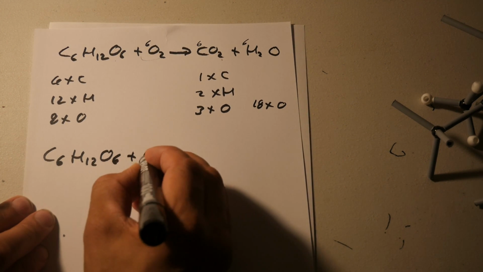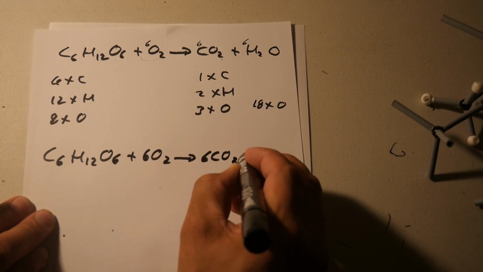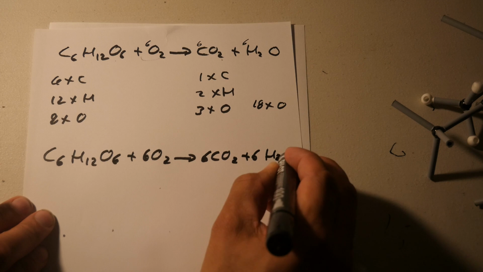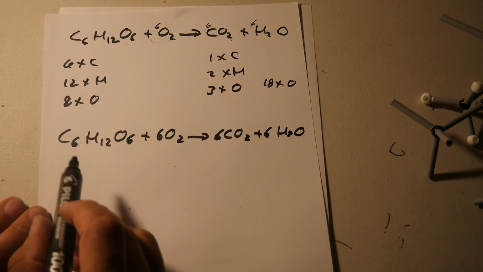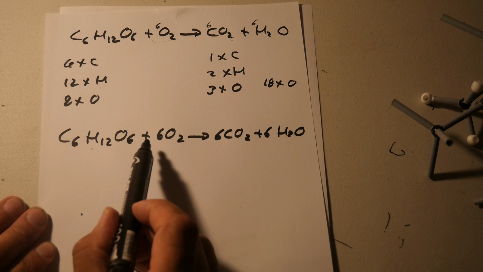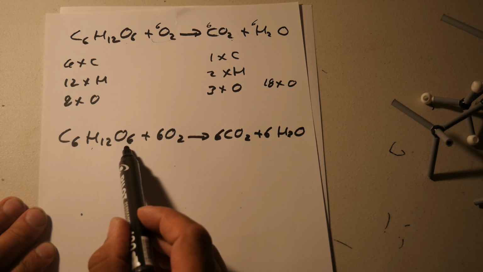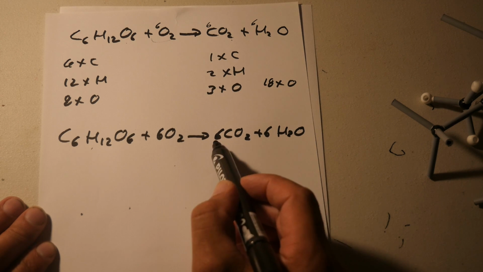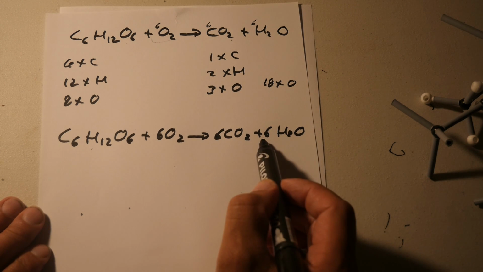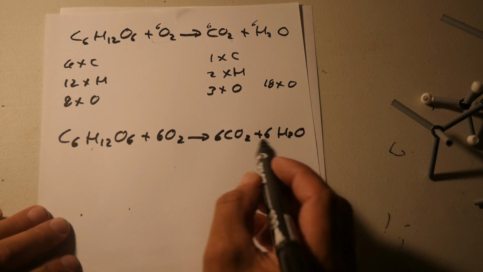C6H12O6 plus 6O2 becomes 6CO2 plus 6H2O. Okay, so I check that. 6 and 6, 12, and 6 and 2 is 12. 1 6, 6, 2 6 is 12, 3 6 is 18. 6 times 2 is 12 plus 6 is 18. So it's balanced.